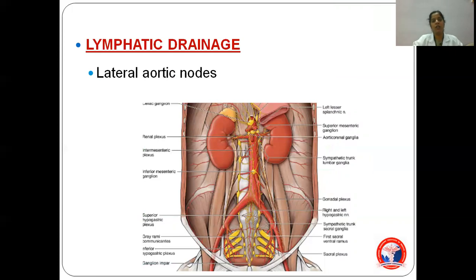Now we'll see the lymphatic drainage of the kidney. The kidney drains into the lateral aortic group of lymph nodes. Here you can see the abdominal aorta. Here you can see the lymph nodes. They are named the lateral aortic nodes. So the kidney drains into the lateral aortic group of lymph nodes.